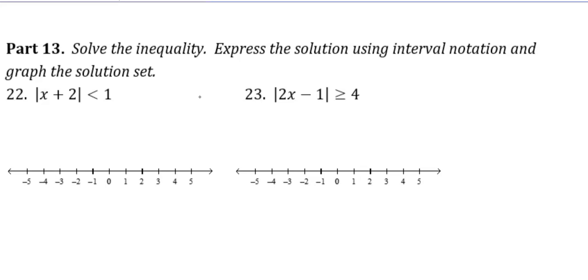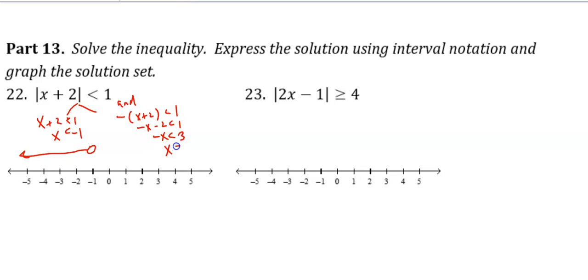Solve the inequality, express the solution in interval notation. So you can break this apart to get the positive and negative case. x plus 2 is less than 1, so x is less than negative 1. So that looks something like this. I'm looking for and, the overlap of these two. So negative x minus 2 is less than 1. Negative x is less than 3. x is greater than negative 3 when you divide by negative. So that one looks something like this.